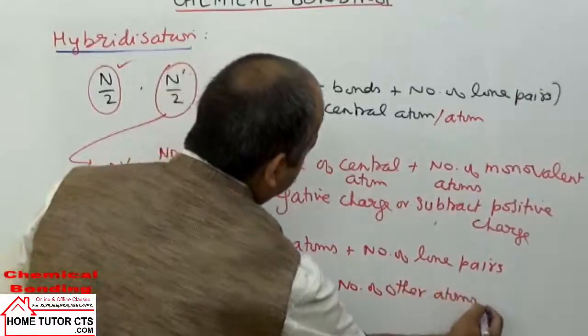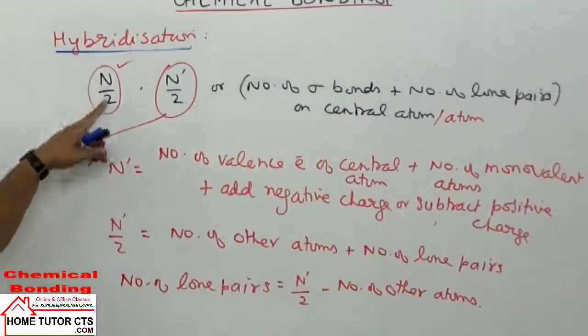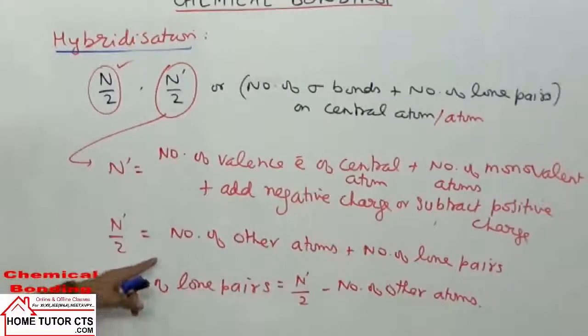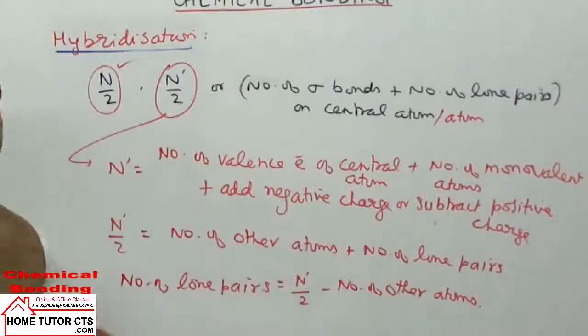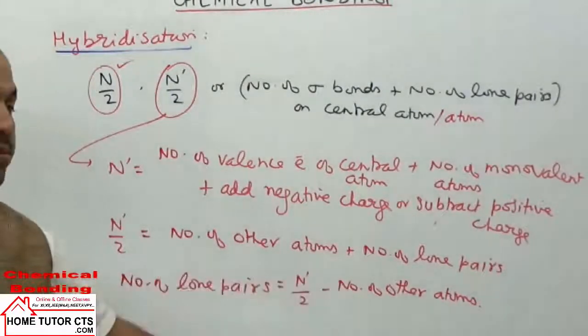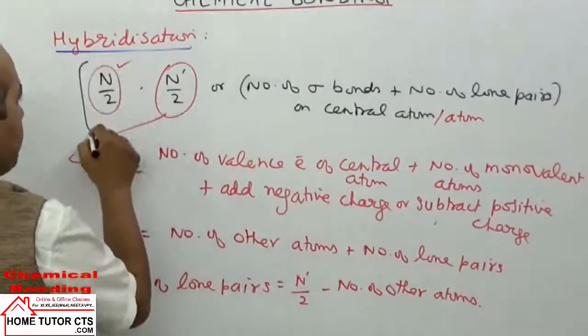See, I just made only one modification in the calculation of n dash from n. I just took the number of monovalent atoms instead of the number of other atoms, but n dash by 2 I am writing equal to the number of other atoms plus the number of lone pairs on the central atom. And the number of lone pairs will be n dash by 2 minus the number of other atoms. After this calculation, this number I am writing combinedly as x.